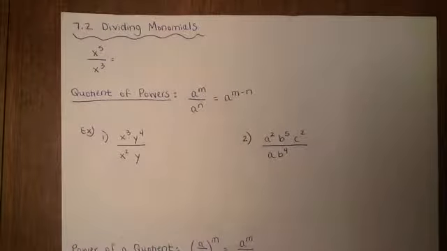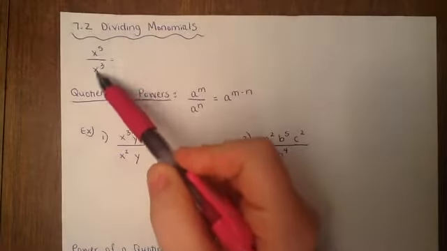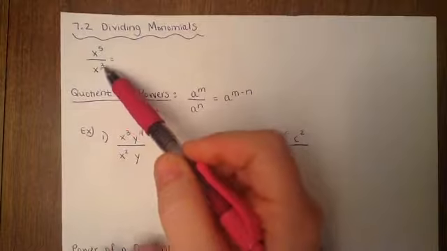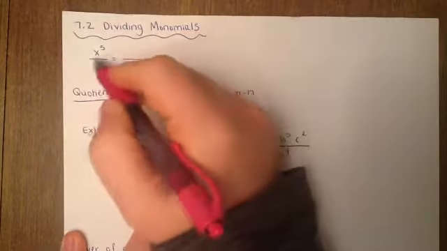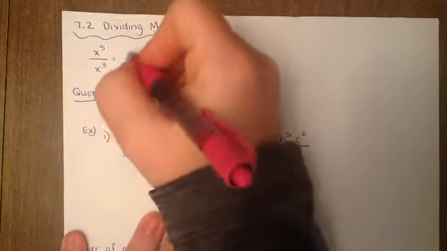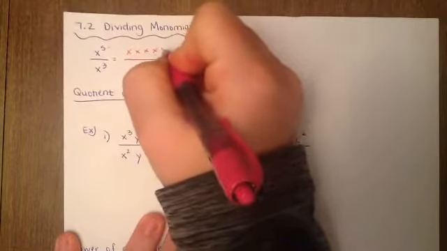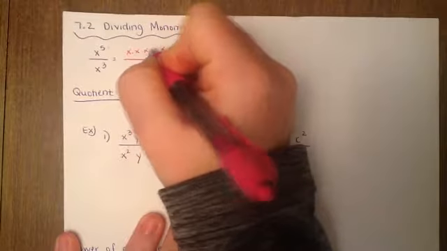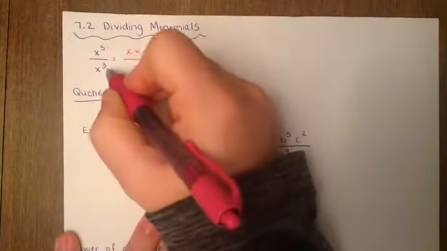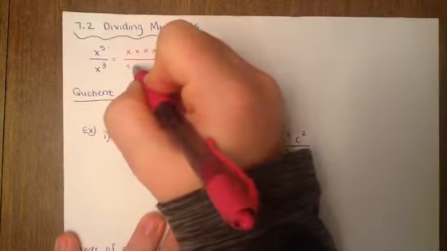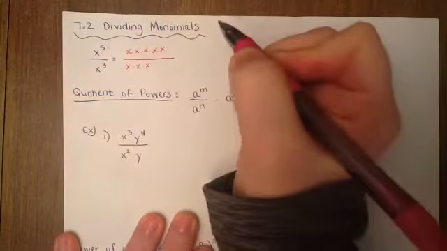Hello mathematicians. Today we are going to talk about dividing monomials. So if we have something with the same base, so x to the fifth and x cubed, they're both x's. I want us to think about what's going on here. X to the fifth means how many x's did we have? 5 x's being multiplied. X cubed means 3 x's being multiplied.